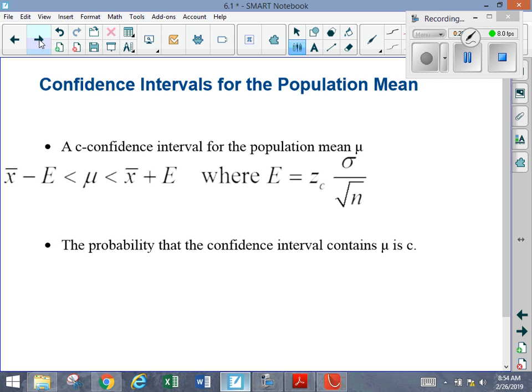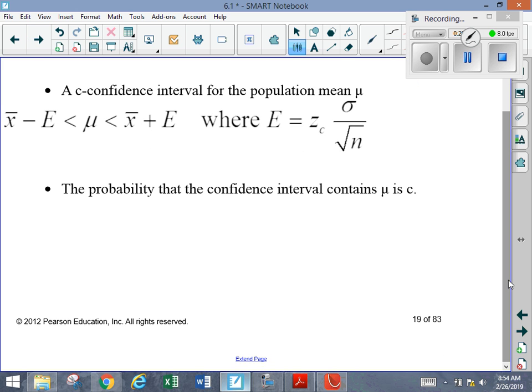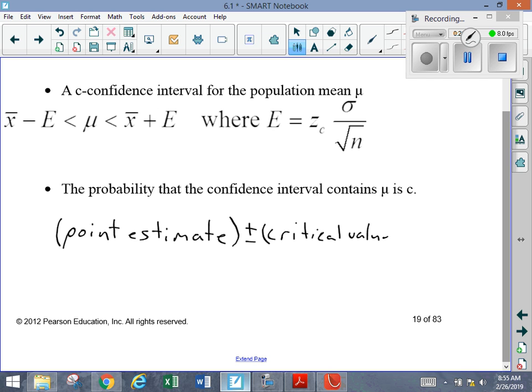Okay, so I'm not a huge fan of this one. I'll give you a different one. Every single time that we're going to create a confidence interval, it's always going to be our point estimate, in this case the sample mean, plus or minus our critical value times our standard error, which is just the standard deviation of whatever we're sampling.